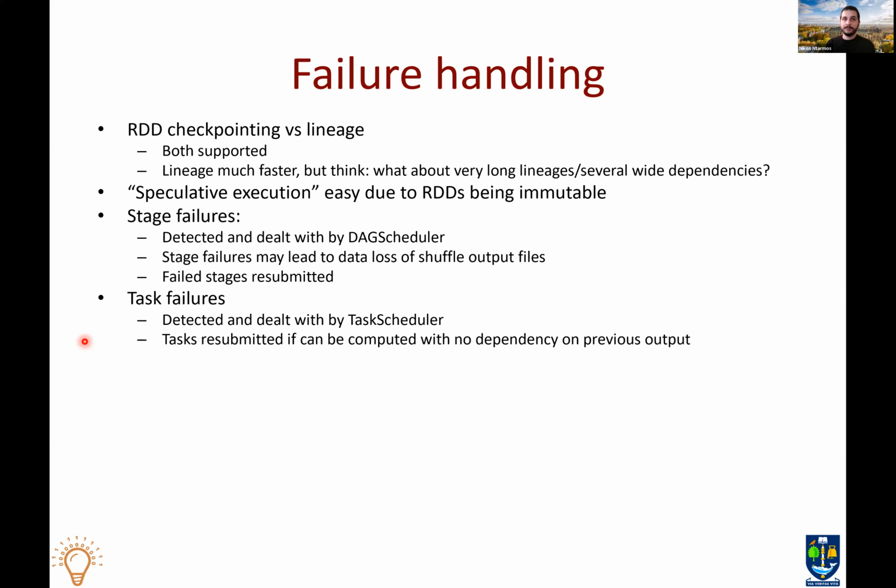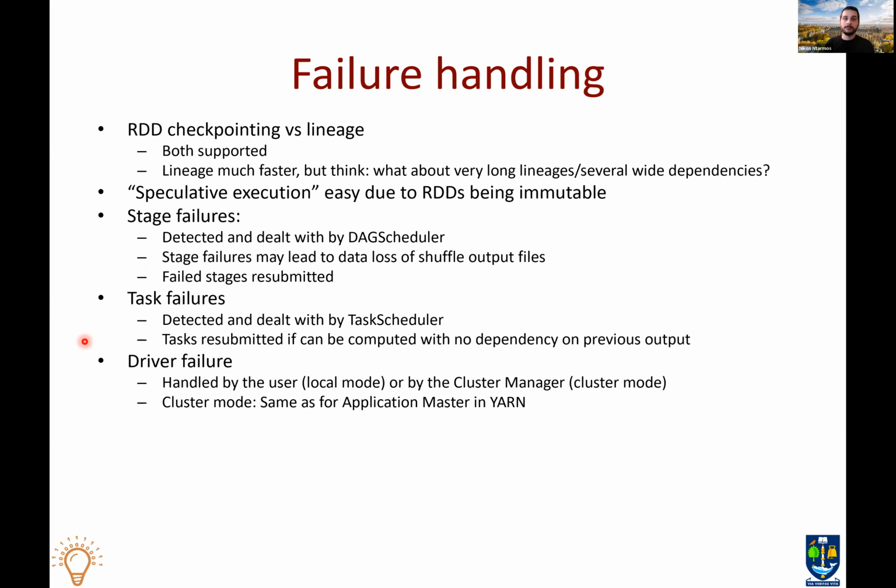Now, if you have a task that fails, remember a task is one of those horizontal lines within a stage. So that is detected by the task scheduler. And the task scheduler would not need to annoy the DAG scheduler for that. It would just resubmit the task to an executor if it can be computed with no dependency on previous output.